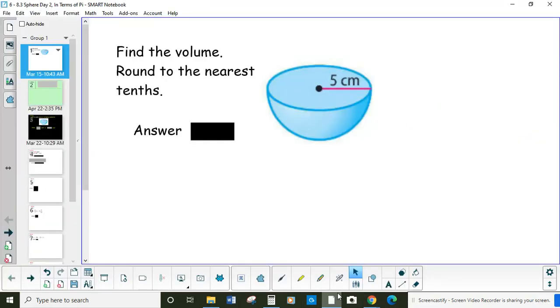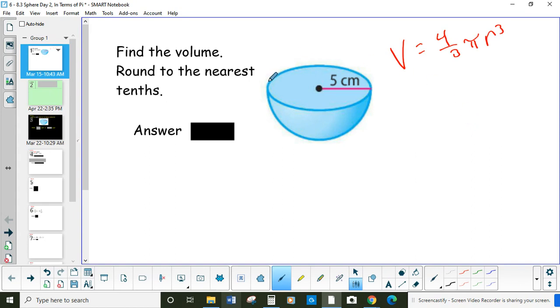All right, let's go ahead and start our lesson now. We're doing 8.3 day 2. And on our last lesson, we learned how to find the volume of a sphere. We learned that a sphere, or like a ball, has a formula of 4/3 times pi times radius cubed. And that would give you how many cubes to fill up a sphere.